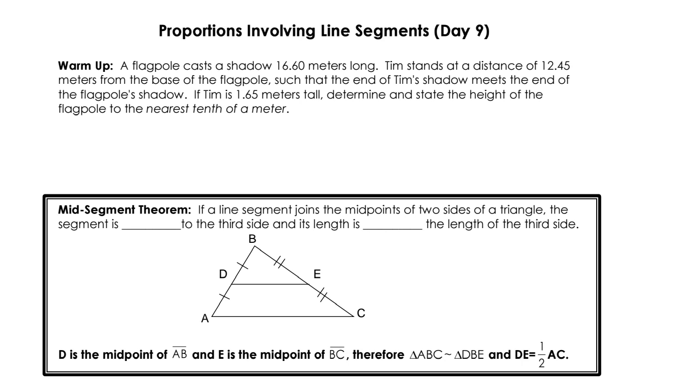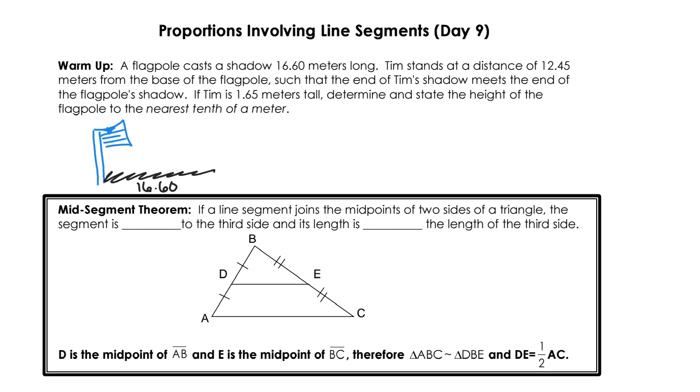Hey guys, so this is Unit 7 and we're on day 9 and we're going to talk about proportions involving line segments. So in our warm-up it says that a flagpole casts a shadow 16.60 meters long. And it says Tim stands at a distance of 12.45 meters from the base of the flagpole. Now Tim could basically be standing anywhere around the flagpole 12.45 meters away.